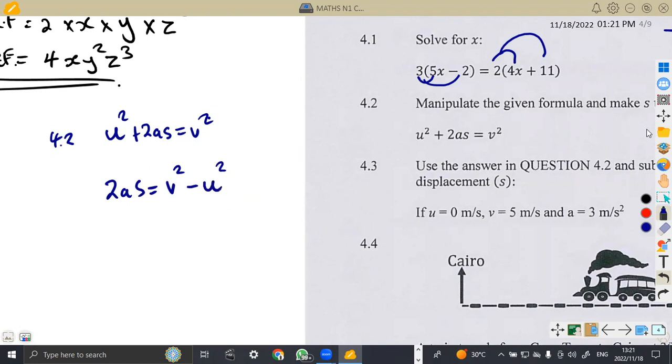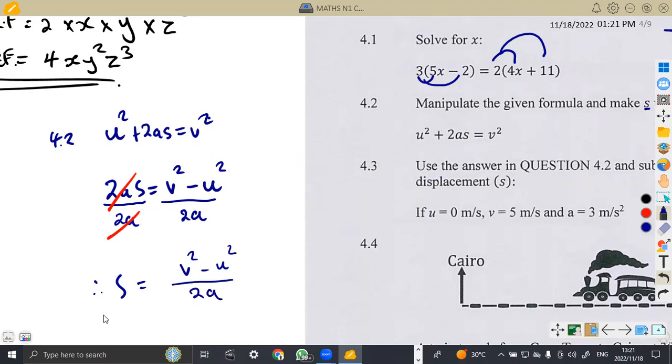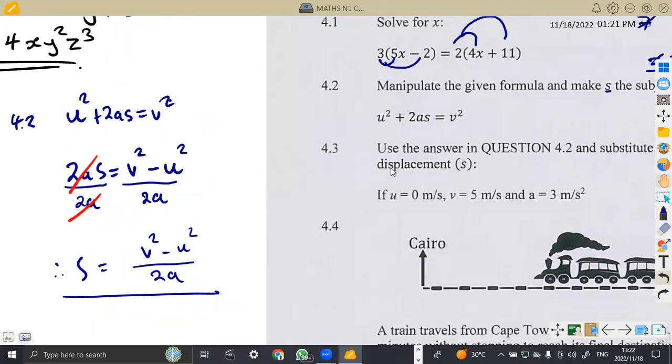Okay, noting that what we are supposed to do is to make s the subject. So here we are multiplying, so we just have to divide by 2a on both sides. The moment we do this, this can cancel out. That means we are left with s. So therefore, our s is going to be v squared minus u squared over 2a. So by this, we have made s the subject of the formula. So let's move on to 4.3.